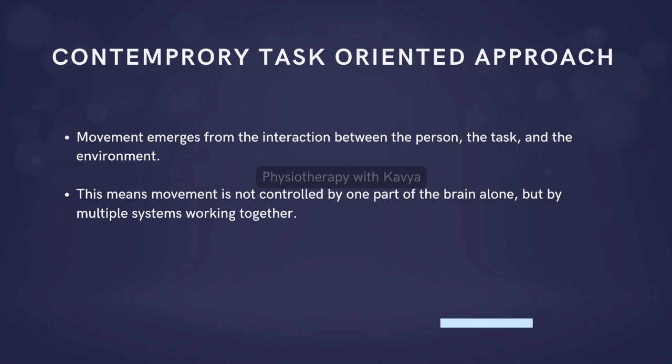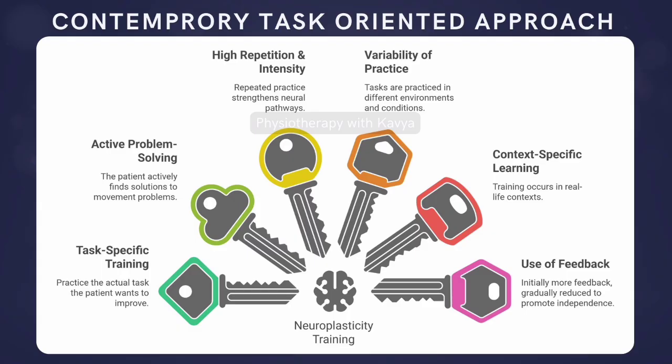Movement emerges from interaction between the person, the task, and the environment. This means movement is not controlled by one part of the brain alone, but multiple systems work together. Here's how we train. There's task specific training, there's active problem solving. High repetition and intensity are used to strengthen neural pathways. There is variability of practice, that means tasks are practiced in different environments and conditions. Context specific learning happens, and there is use of feedback, initially more, gradually reduced to promote independence.